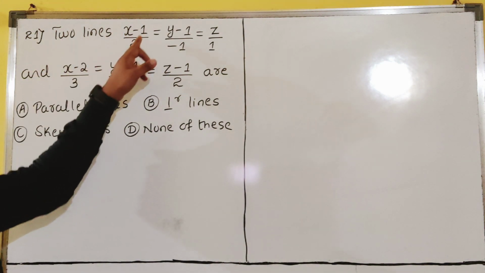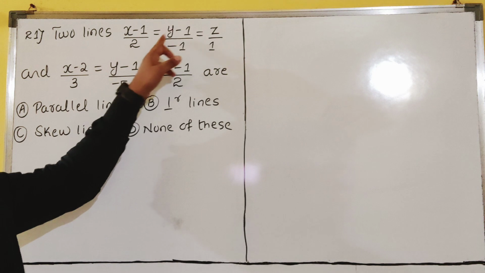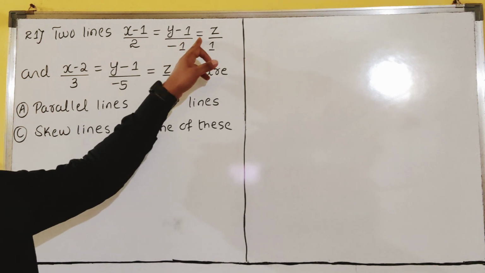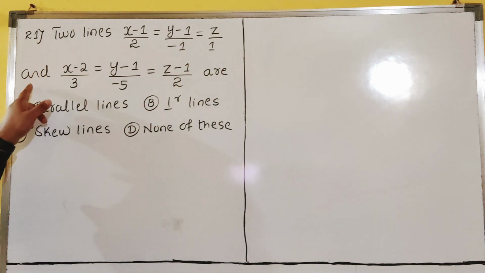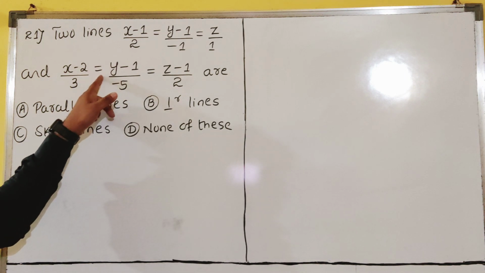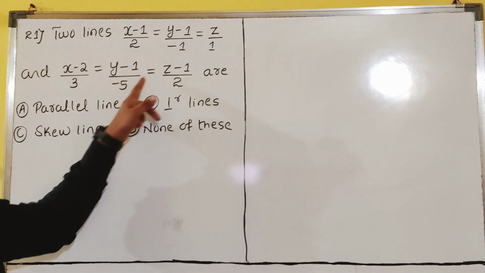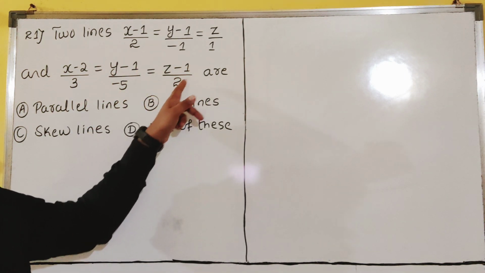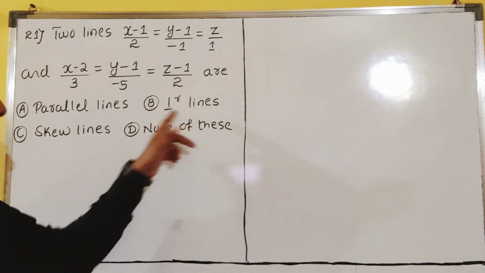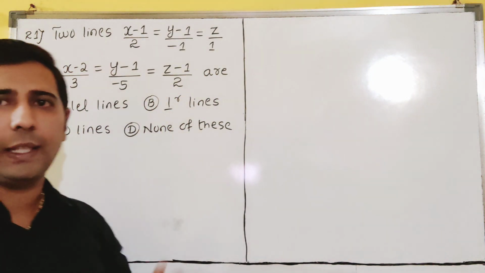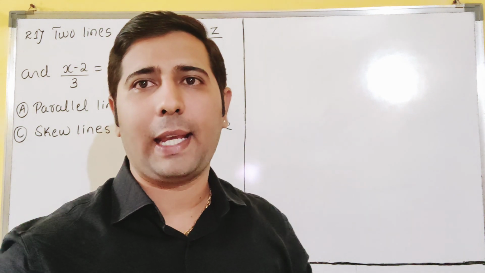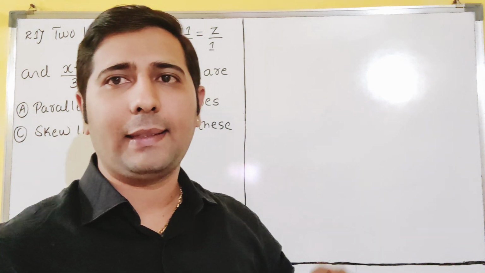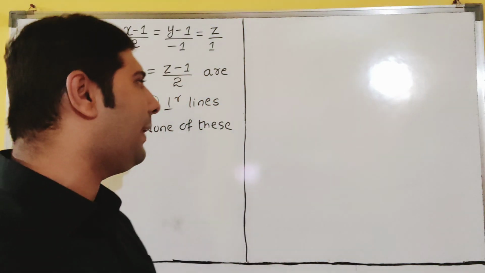Two lines (x minus 1)/2 = (y minus 1)/(minus 1) = z/1 and (x minus 2)/3 = (y minus 1)/(minus 5) = (z minus 1)/2 are: parallel lines, perpendicular lines, skew lines, none of these. So which is the correct one? We have to say here, dear students. Parallel lines, skew lines and perpendicular lines, everyone knows that.